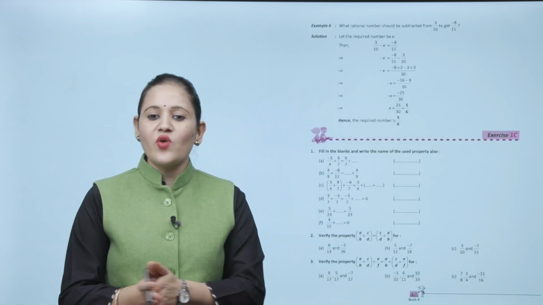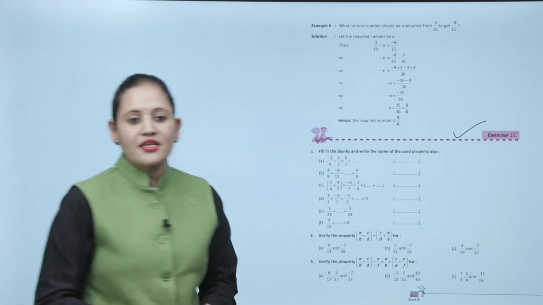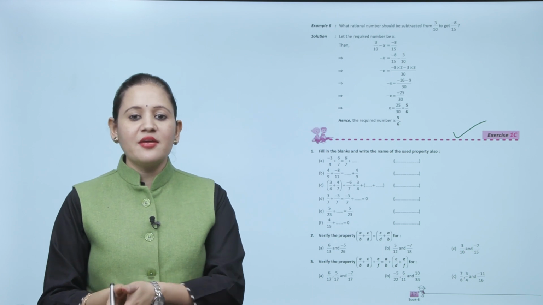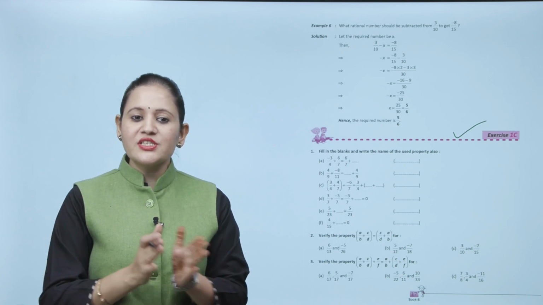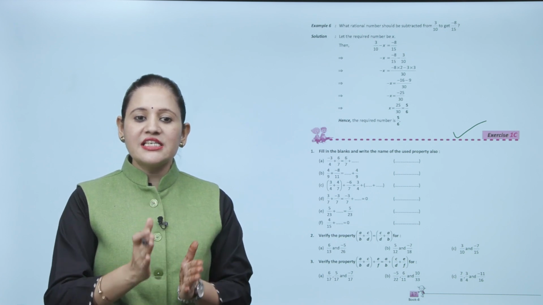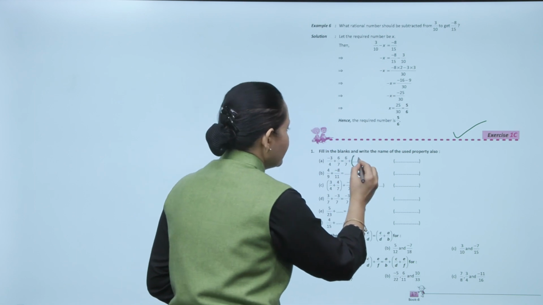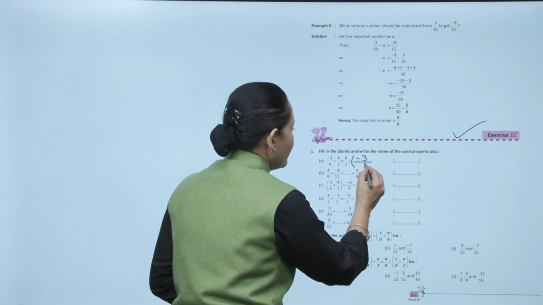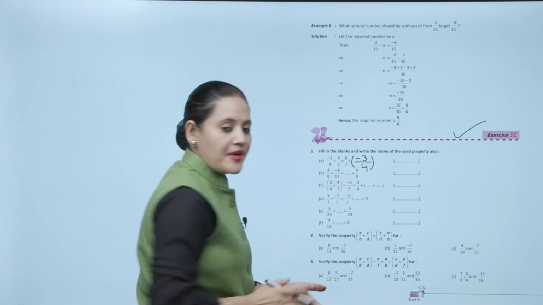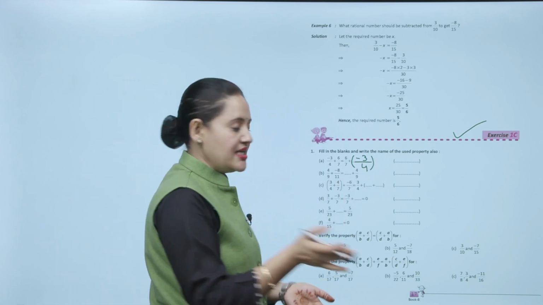Next is exercise 1C. Fill in the blanks and write the name of the property used also. So first question is minus 3 upon 4 plus 6 upon 7 equals 6 upon 7 plus आ जाएगा minus 3 upon 4. So this property is commutative property. We change the order, the sum will remain same.